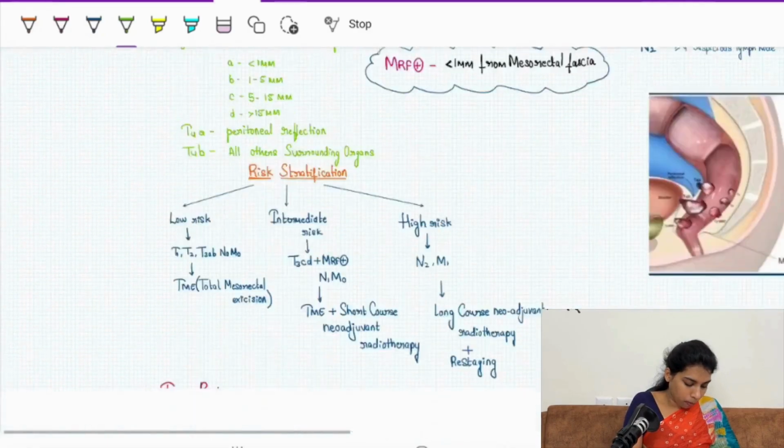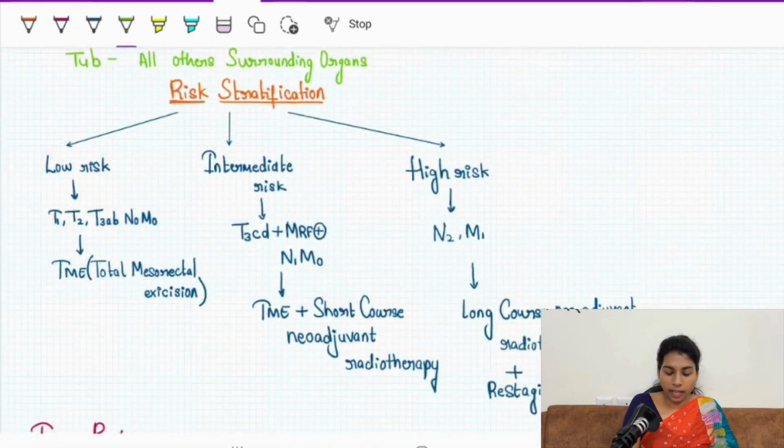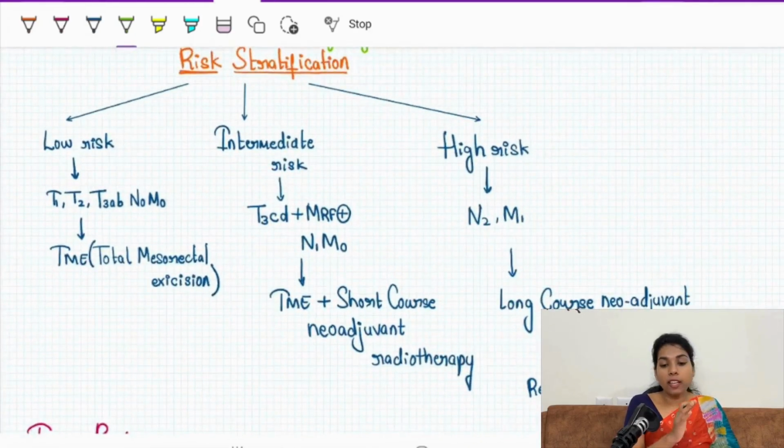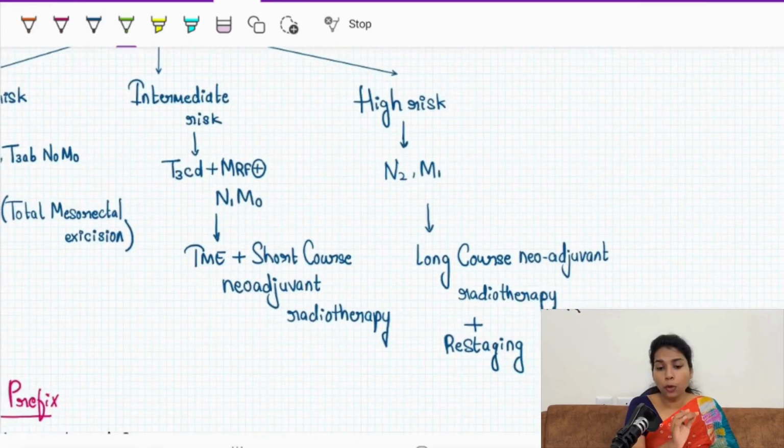And before we move ahead, we'll look at just a clinical aspect of carcinoma rectum, where we stratify the carcinoma rectum into low risk, intermediate risk, and high risk. If it is a low risk patient, that is T1, T2, T3AB, N0, just do a surgery, that is total mesorectal excision. However, if it is an intermediate risk patient, you go ahead, give a short course of neoadjuvant radiotherapy and then do a surgery.